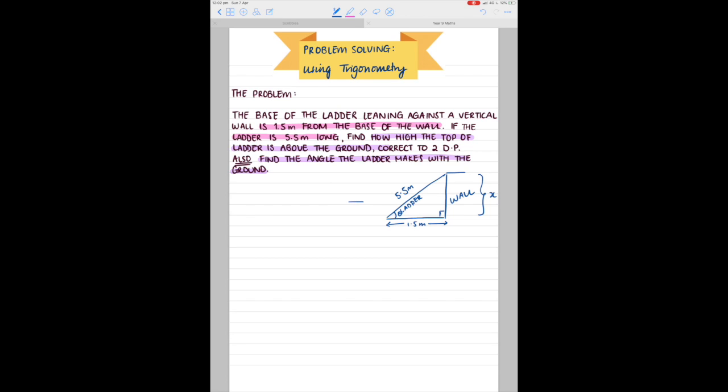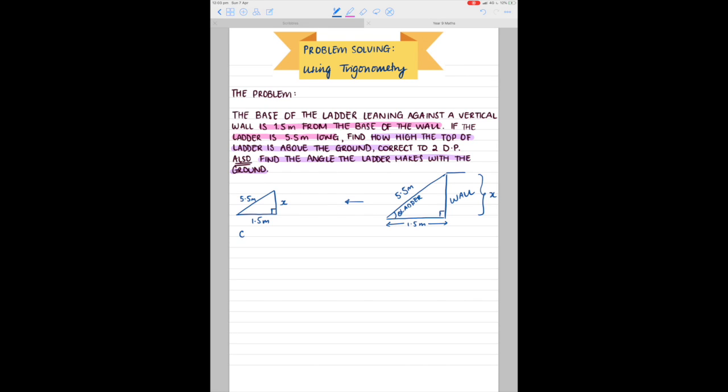Now if I draw out a more simplified triangle, bear with me, my triangles may not have the straightest lines. We're trying to find x. We've got 5.5 meters here, and we've got 1.5 meters here. If we think back to the very start of the topic, what we have are two lengths, and what we're trying to find is another length, so the most appropriate expression for us to use would be Pythagoras.